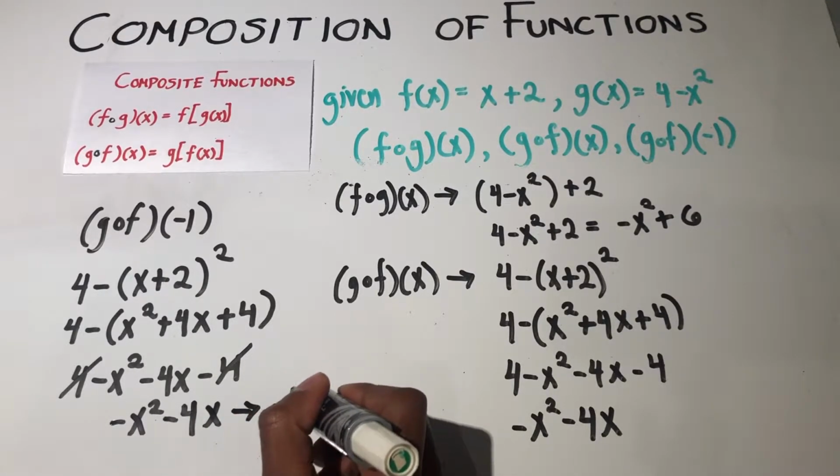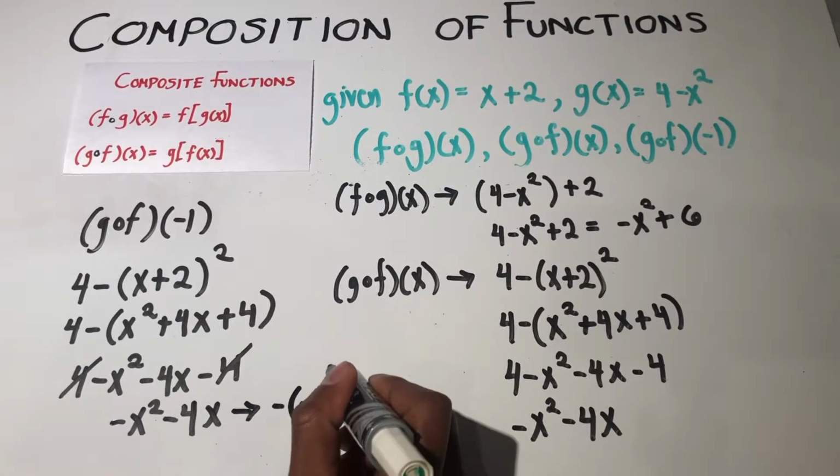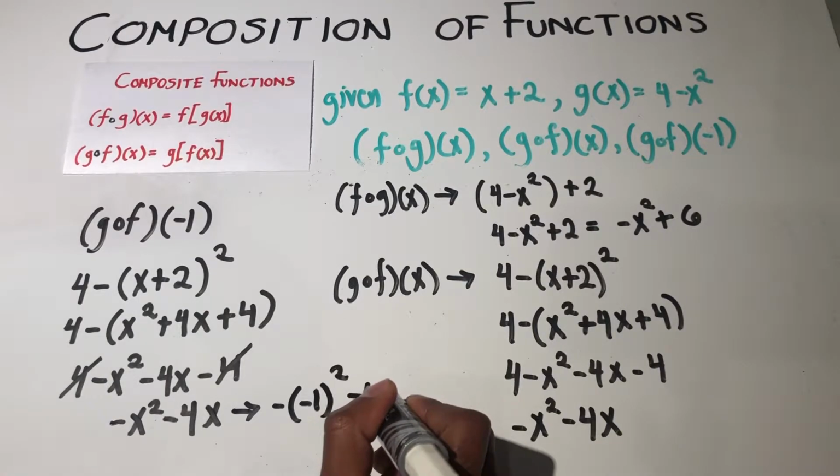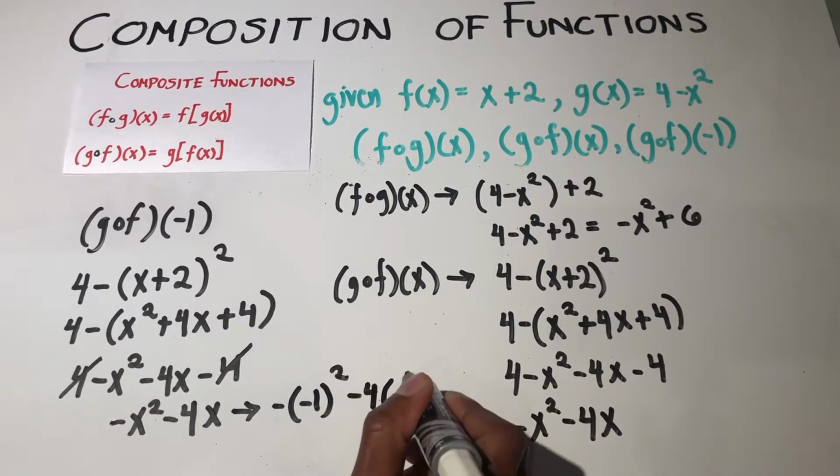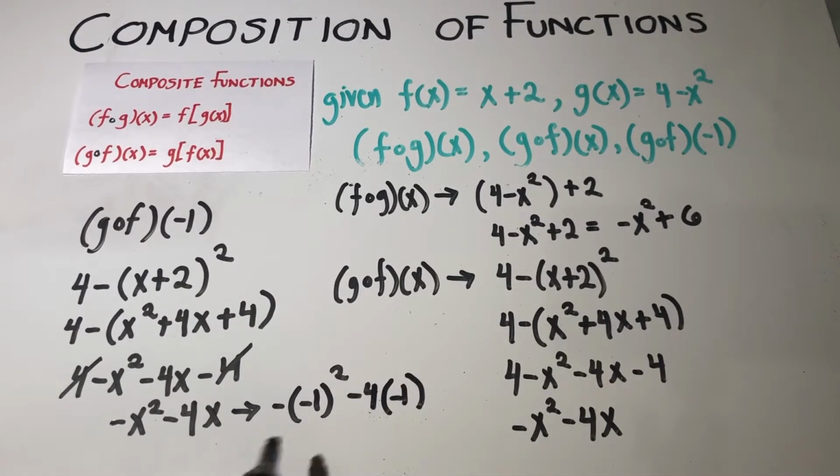If we plug in -1, we're going to get -1 squared minus 4 times -1. -1 squared is simply 1, and then we have the negative in the front. This is going to become -1. And then -4 times -1 is just going to give us +4. So -1 plus 4. Eventually, our answer is going to be 3.